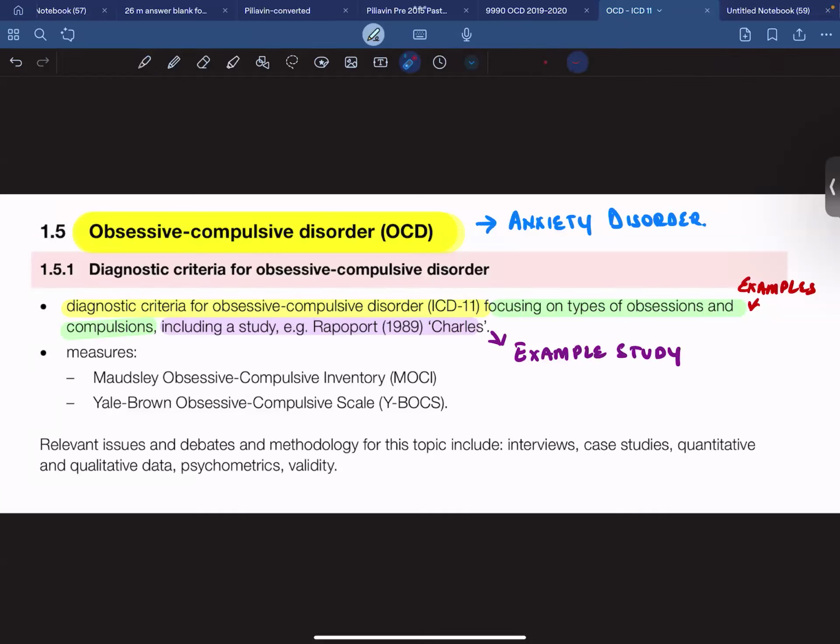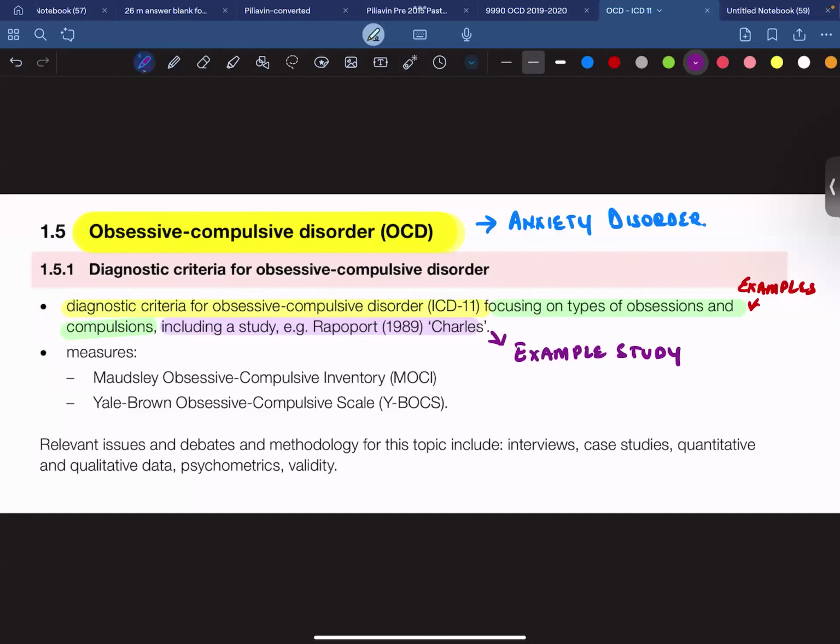I have broken this particular section down into 3 parts. The first one being the diagnostic criteria for obsessive compulsive disorder. The second one having to do with the types of obsessions and compulsions. And the third one has to do with the study that was conducted by Rappaport in the year 1989 on this 14-year-old young boy known as Charles. This is what I plan on covering in today's lesson. However, in our lesson tomorrow, inshallah, we would be discussing the measures, that is MOCI, Maudsley Obsessive Compulsive Inventory, and Yale Brown Obsessive Compulsive Inventory, YBOCS.